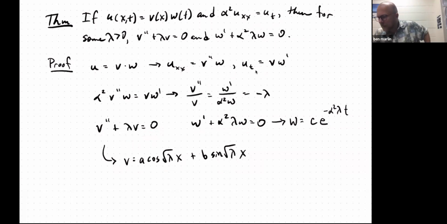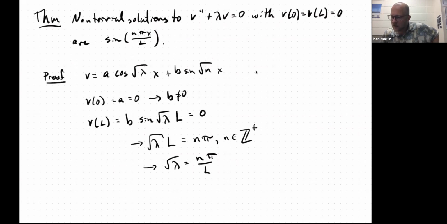All right. And then the other portion here, that's just a first order linear differential equation. It's got a constant coefficient, so just bam. You'll have some c, don't know what the c will be, times e to the minus alpha squared lambda, and then times t. So, all right, that's the bit that we need there.